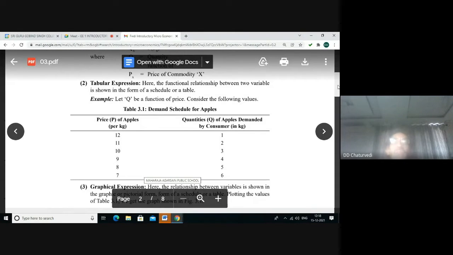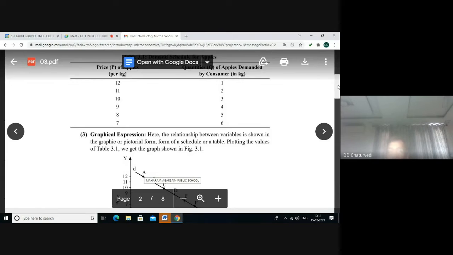And we have tabular expression where we show the functional relationship between two variables in a tabular form. You must have studied about demand schedule and supply schedule, showing tabular representation of various possible prices and the corresponding quantities demanded or supplied in the market. And these schedules can be shown for one consumer or producer, or even for multiple consumers and producers or suppliers.